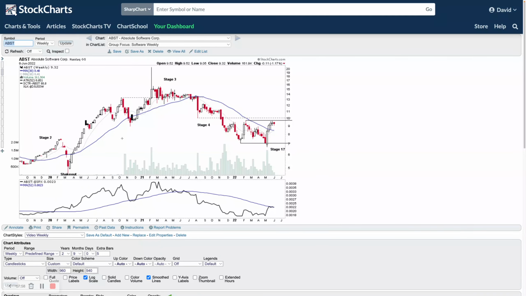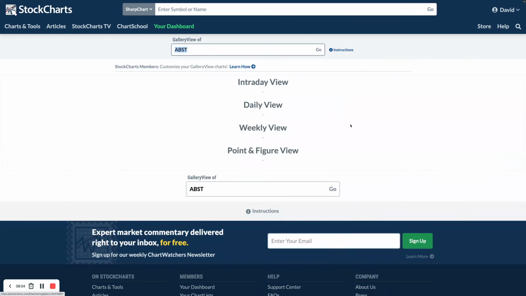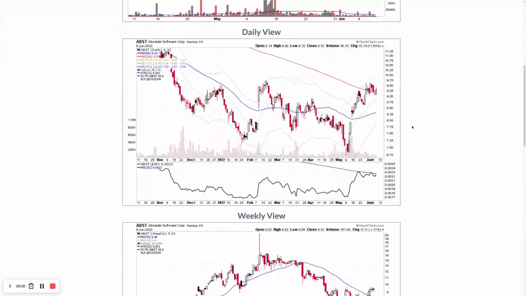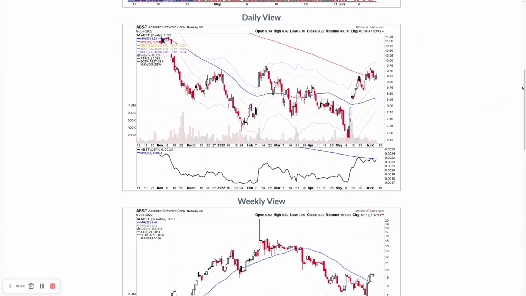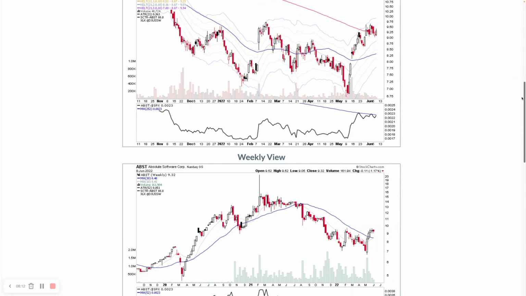So potentially showing signs of stage 1 behavior. If we look at it on a daily chart here, actually if I show you on the gallery view, you can see both at the same time. So you can see the daily view and the weekly chart underneath that. So we'll get that up.